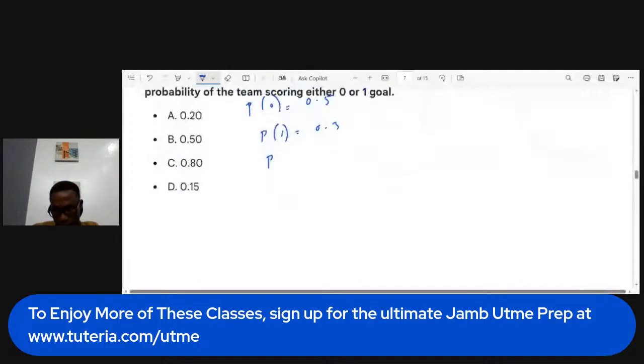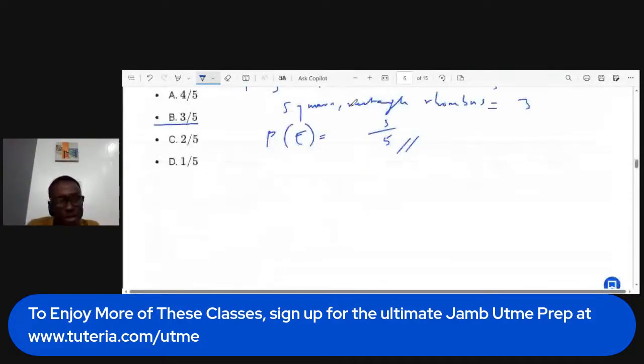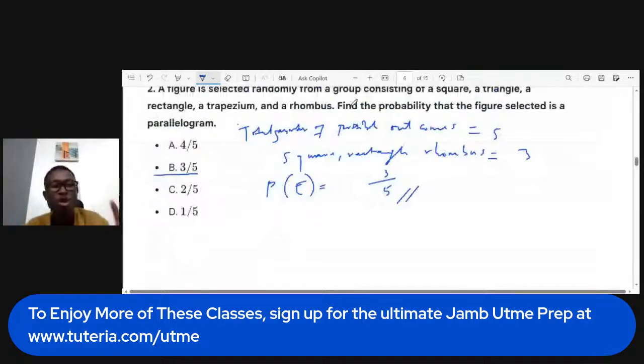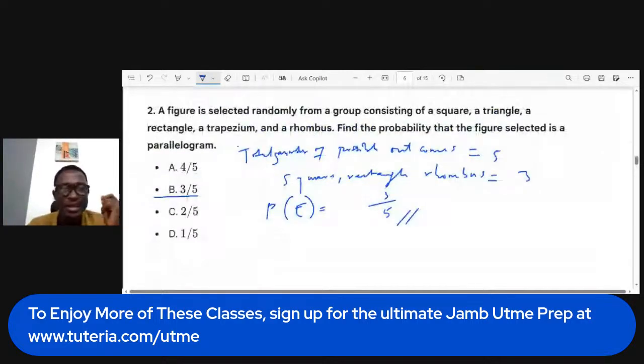All right, Joshua said the trapezium one. So now let me go over the trapezium one again very quickly. The question says a figure is selected randomly from a group consisting of a square, a triangle, a rectangle, a trapezium, and a rhombus. What's the total number of possible outcomes? You just count the number of figures that are there. You have square, 1; triangle, 2; rectangle, 3; trapezium, 4; rhombus, 5. So that's the total number of possible outcomes.